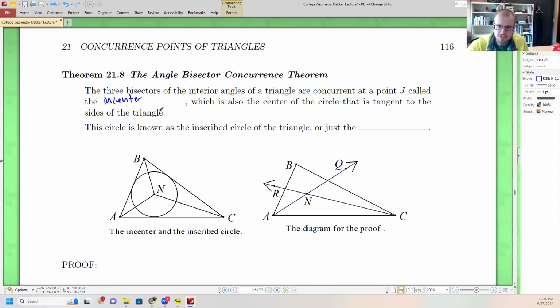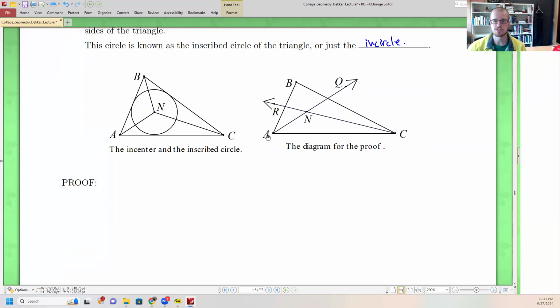Anyway, that point is called the incenter, which is also the center of the circle that is tangent to all the sides of the triangle. This circle that is drawn here is called the incircle. It's the inscribed circle, or the incircle. So this is a nice diagram which presents the items in our theorem here: the incenter and the incircle. Incenter, incircle. All right, at this point, we want to prove this theorem.